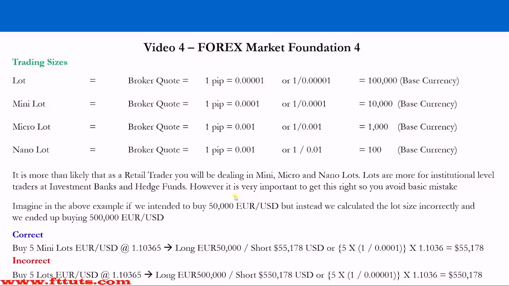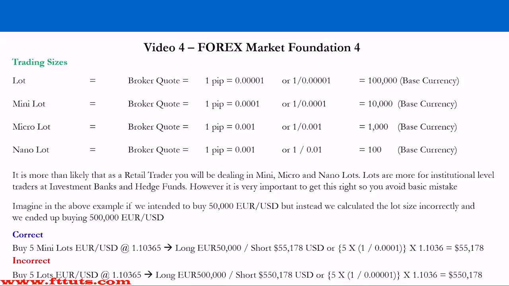If we use the above example of euro dollar, let's say we intended to have the equivalent exposure of 50,000 euros. So we wanted our trading size to be 50,000 euros, but instead we calculated the lot size incorrectly and we ended up buying 500,000 euros. The correct way, if our intention was to buy 50,000, is to buy 5 mini lots, so going long 50,000 euros, and on the other side our exposure and our P&L will be expressed in US dollars.